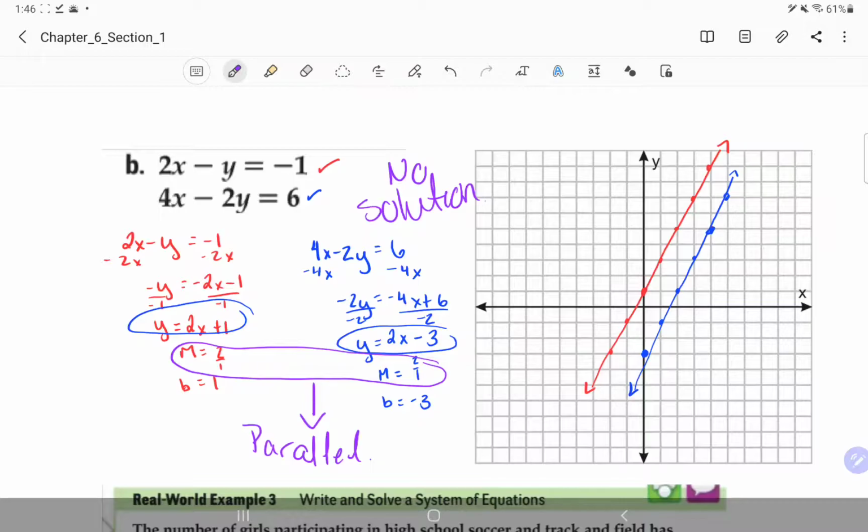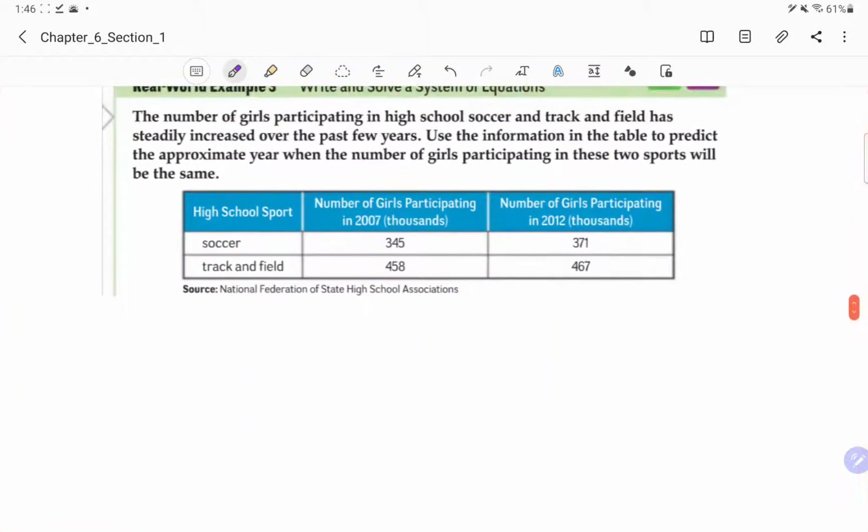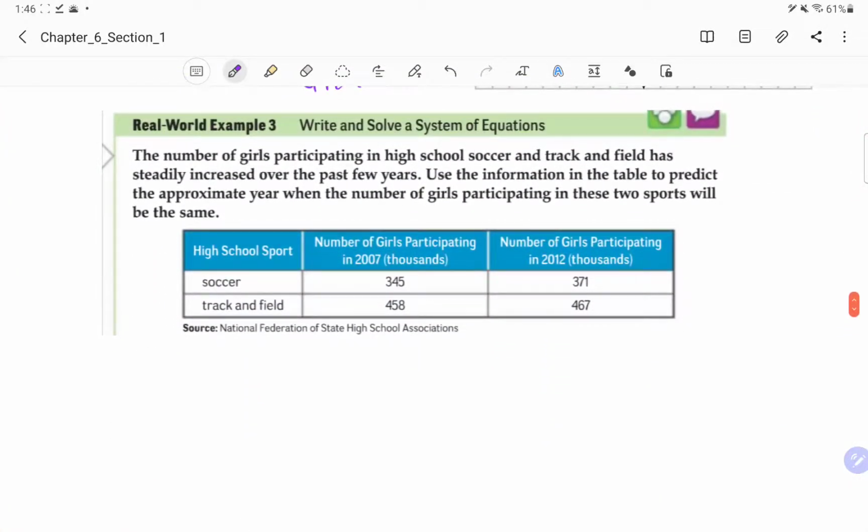Okay, so let's look, and then here we have our example 3, our last example, and this is number of girls participating in high school soccer, track and field has steadily increased over the past few years. So we're going to use the information in the table to predict the approximate year when the girls participating in these two sports will be the same. Okay, so basically we're going to graph them each. All right.